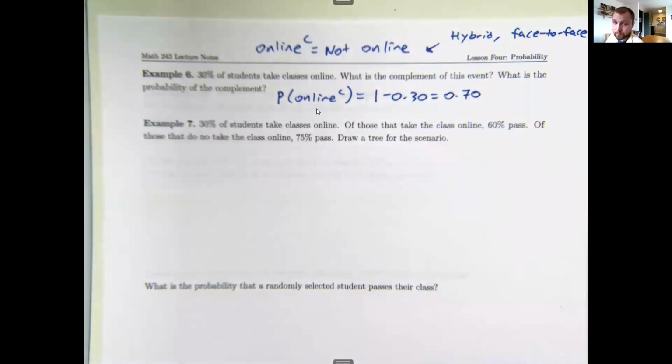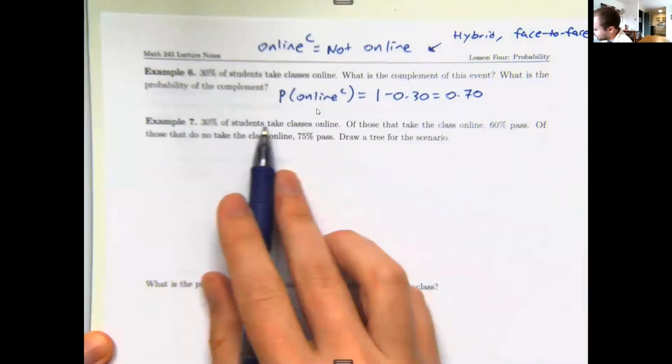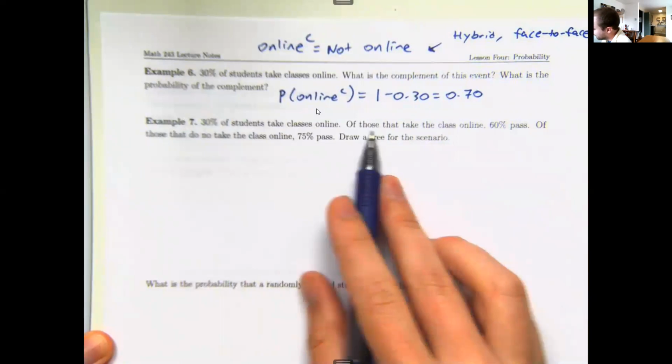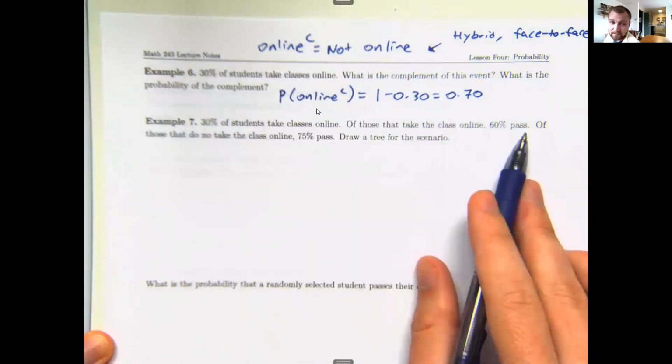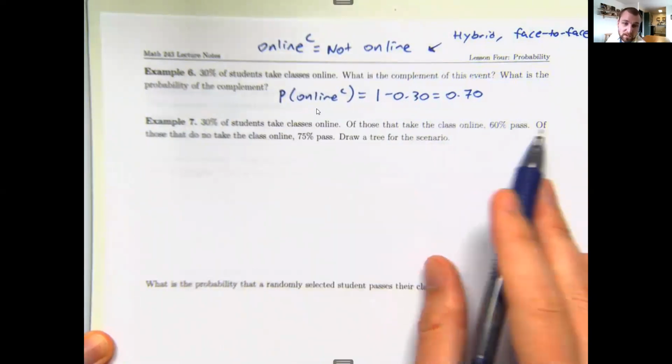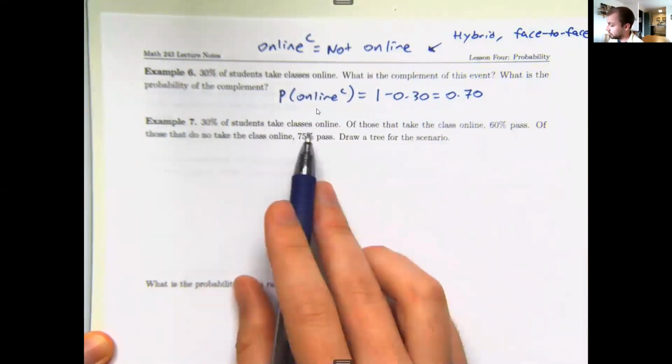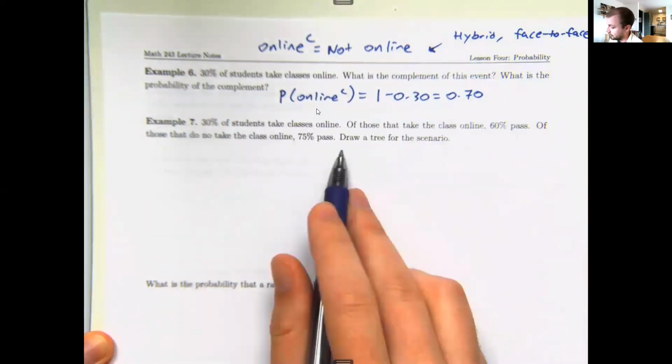Let's look at a scenario and see what we can do. 30% of students take classes online. Of those that take classes online, 60% pass. Of those that do not take classes online, 75% pass. Draw a tree for this scenario.